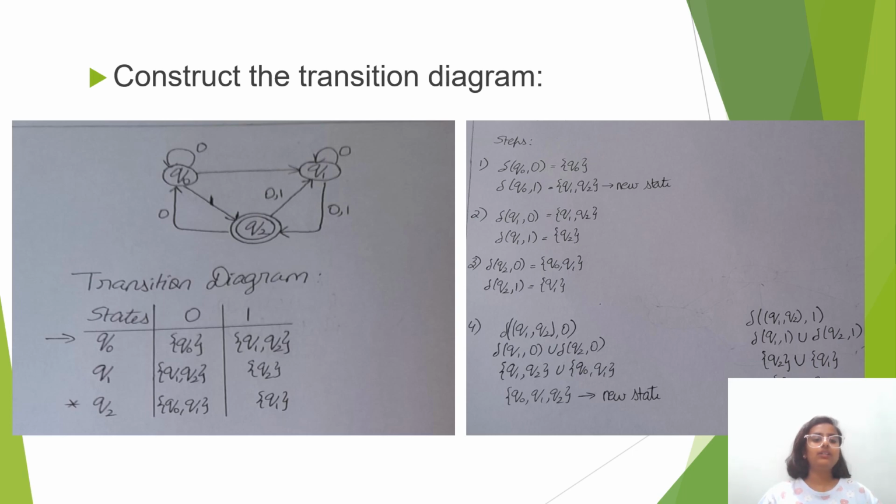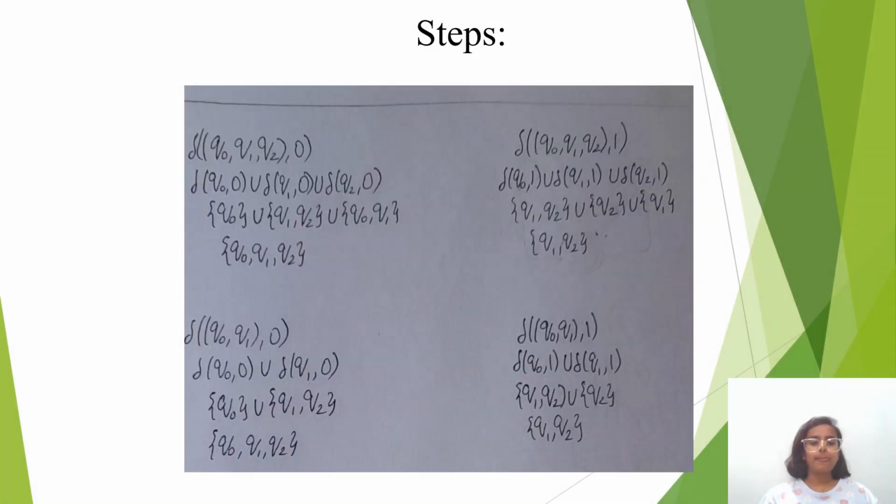First we have to see Q0, where Q0 going through 0 is a self loop, that is called Q0, which we have written here. Next we have to see Q1, and Q0 also has a self loop of 0, so we have written Q1 and Q2. Next we have to see Q2.